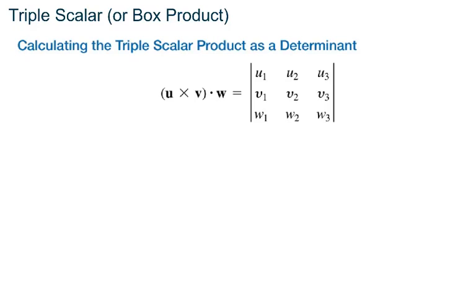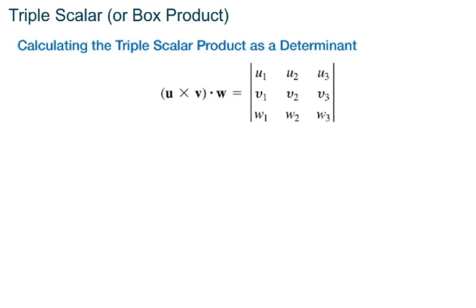There's one more application of the cross product, and that is in the definition of a triple scalar or a box product. So right here, we have u cross v dotted with some vector w. So vector u cross vector v, that is a vector output. And a vector dotted with another vector is going to give us a scalar output. So this is going to be a scalar in the end.